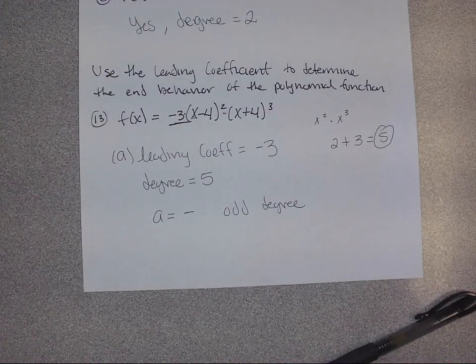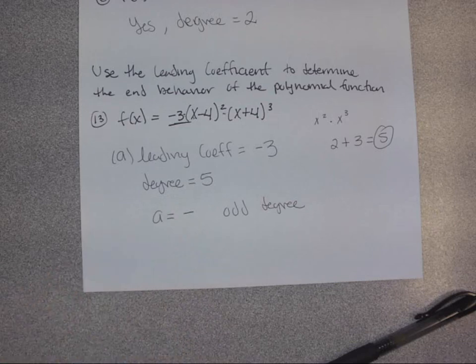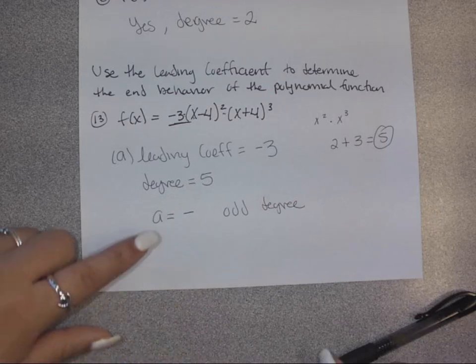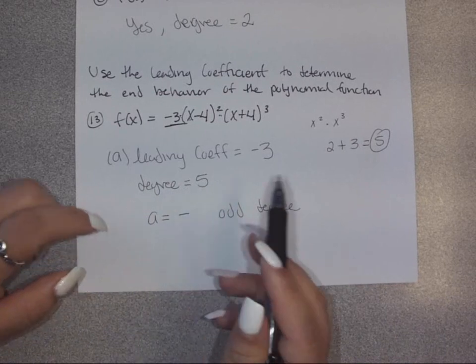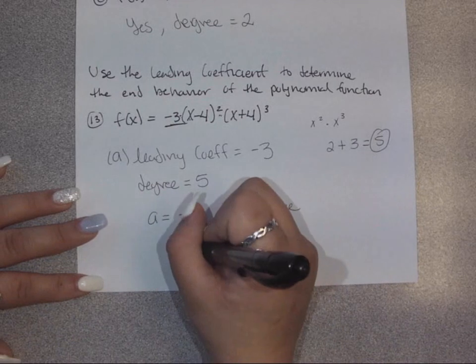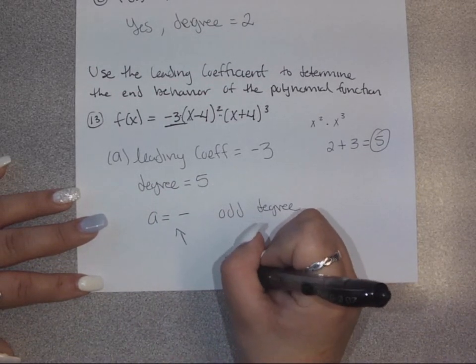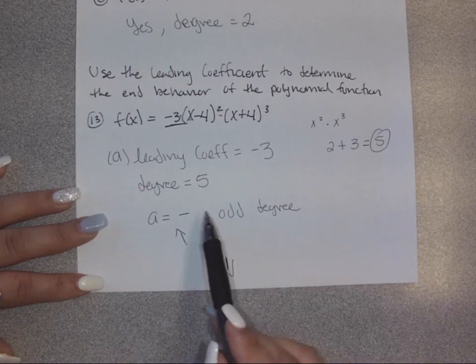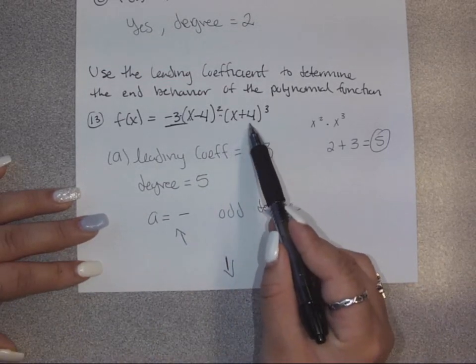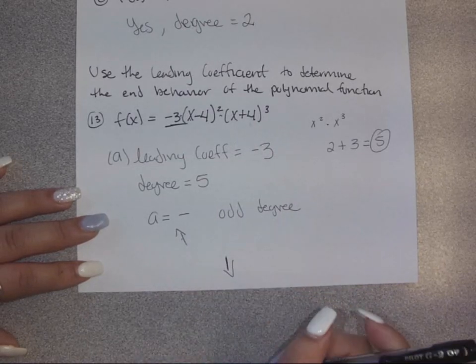Even degree polynomials go in the same direction. When you're dealing with an odd degree, that means your end behavior is going to go in opposite directions. And your A is the one that tells you which way it goes. Because our A is negative, I know my left-hand side is going to go up, and I know my right-hand side is going to go down. So the end behavior for this polynomial function is going up on your left and going down on your right.